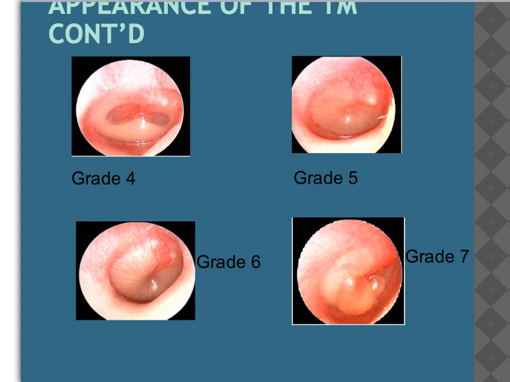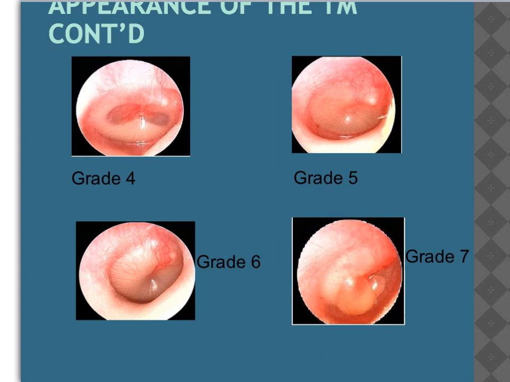Here in the top left, we see our first example of an acute otitis media. The tympanic membrane is erythematous, opacified, and there's an air fluid level or perhaps some air bubbles and some minor bulging. Grade 5 in the top right corner is also an acute otitis media.